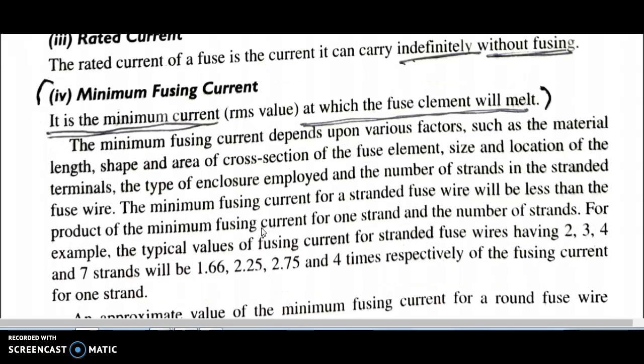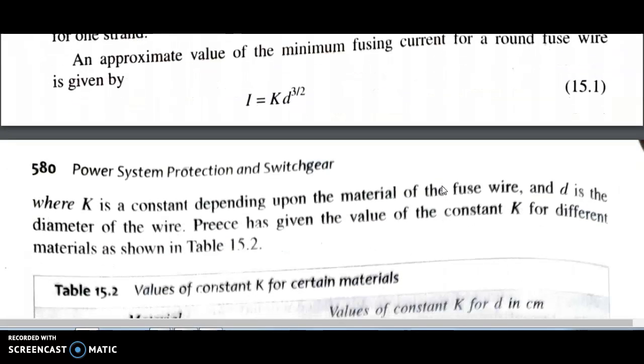What is the minimum fusing current? The minimum fusing current is the RMS value at which the fuse element will melt. Rated means the highest, and minimum means the minimum value at which the fusing element starts to melt. I = kd^(3/2) here. What is the k value here? The minimum fusing current depends upon various factors such as material, length, shape, area of cross section of the fuse element, the location, the terminals, and the type of enclosure employed.